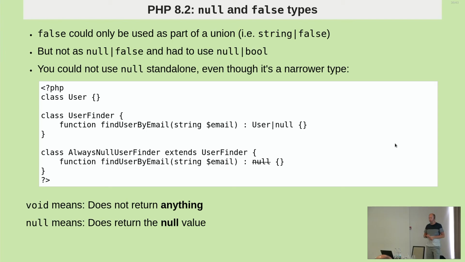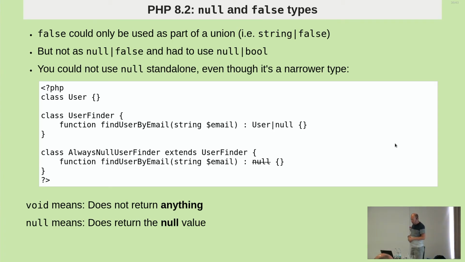Same thing with null. You could not use null or false either. You had to use null or bool, which is not the same as null or false. You can also not use null standalone, even though it's a narrower type than user or null. So if you had an inherited method where you wanted to return just null, because this is the always-null use case, which can be useful in tests, for example, or mocks, you couldn't actually type that, because null on its own wasn't allowed, even though technically it does follow the LSP principle. English, difficult. So yeah, void means do not return anything, and null does return the null value. So you couldn't express these things.